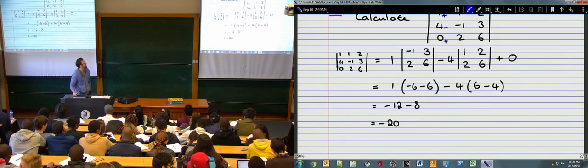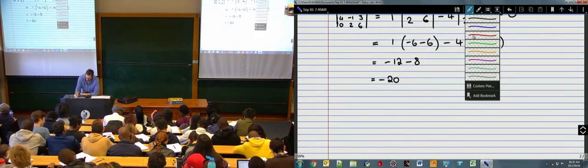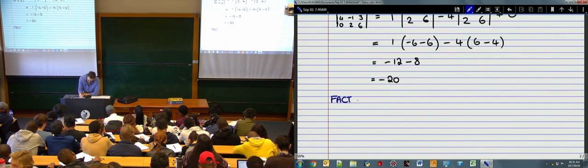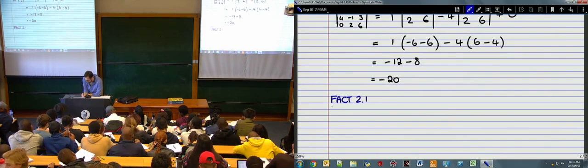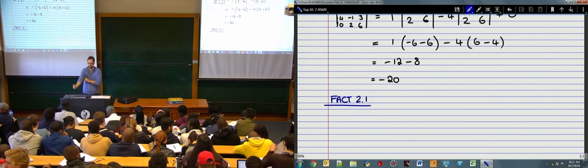All right. So let's start writing up some facts about determinants. And here's the first fact. This is, I guess, a pretty obvious one.